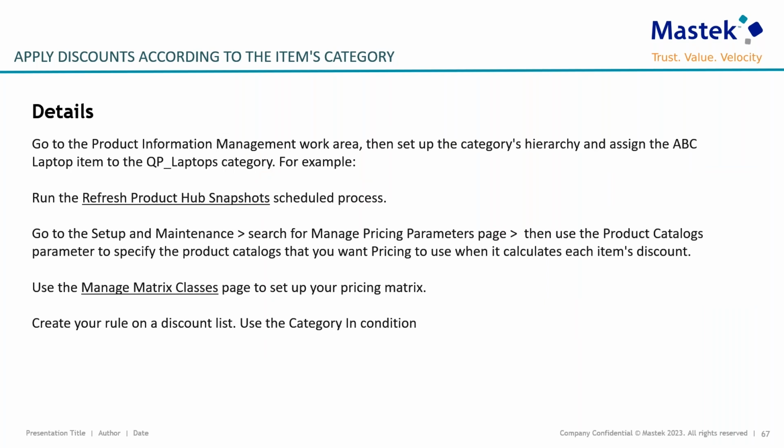So what to do to use this feature? We need to go to the product information management work area, then set up a category hierarchy for the particular item. Then we need to run the refresh product hub snapshot schedule process. Then we need to use the matrix classes, and do the configuration changes in the system to use this apply discount according to the item's category feature.